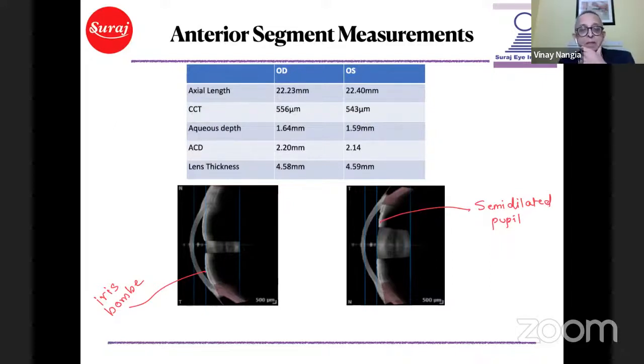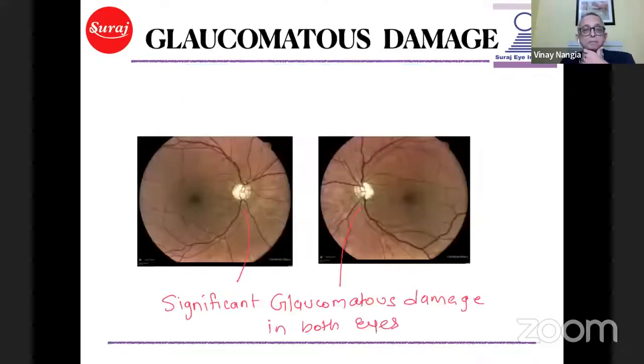You can see the appearance of the anterior chamber and the anterior segment. You can see the iris bombé in the right eye, that is on the left side, and in the left eye you can see the pupils are semi-dilated because of the changes in sectoral iris atrophy.